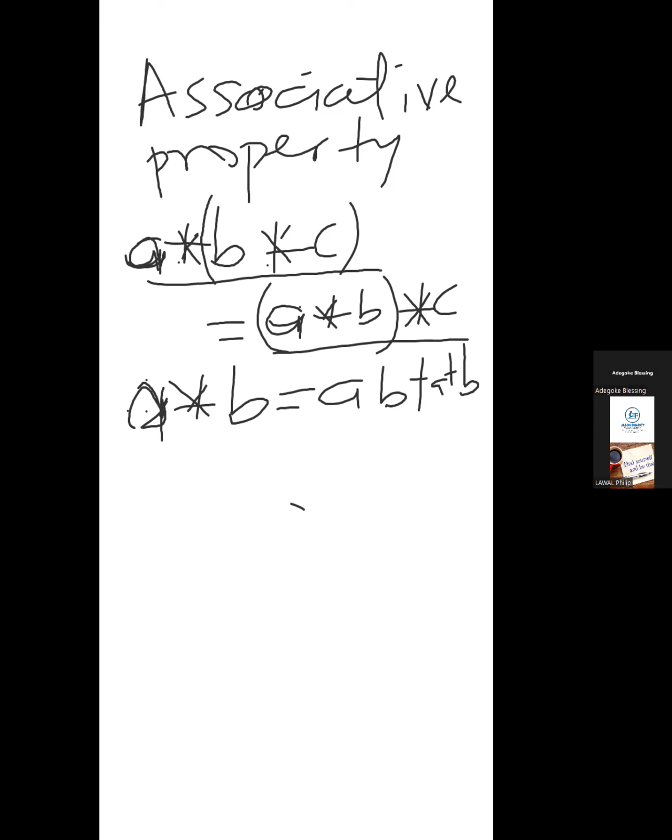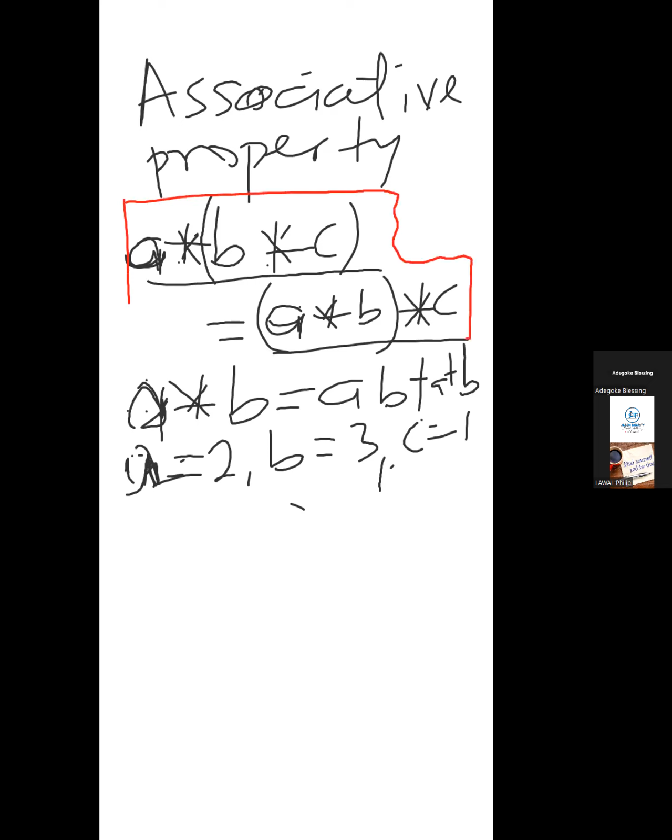So what we need to do now is to say, okay, let me have A equal to 2. B can be equal to 3. I'm just using any arbitrary number. C can be equal to 1. So what I will just do is I want to prove for this now. Let me put it in a box that for any A, B, C, if this condition is satisfied, then I can say that I have a binary operation that is associative. So I will first prove the first part, which is the left-hand side of the equation.